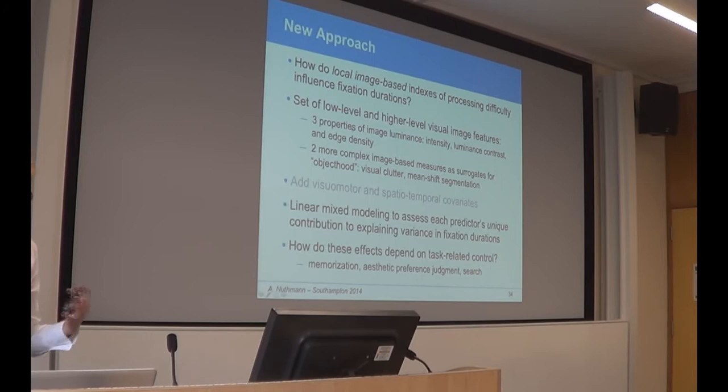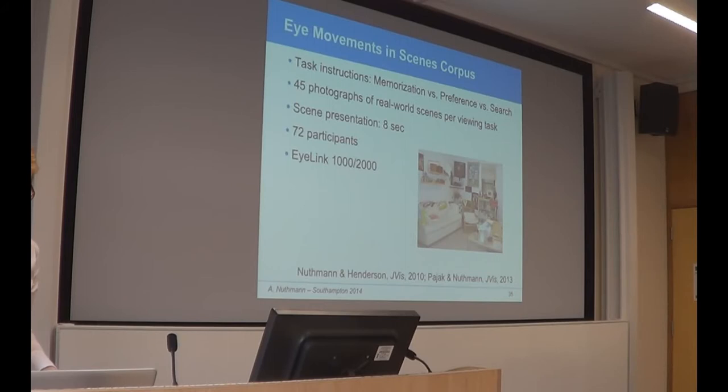Specifically, I tested a set of what I would like to call low-level and higher-level or mid-level visual image features using a linear mixed effects modeling approach, which allows us to assess each predictor's unique contribution to explaining variance. A secondary issue was again the task effects, and I again used this big data set I was mentioning earlier: 72 people, 135 photographs, 3 tasks.